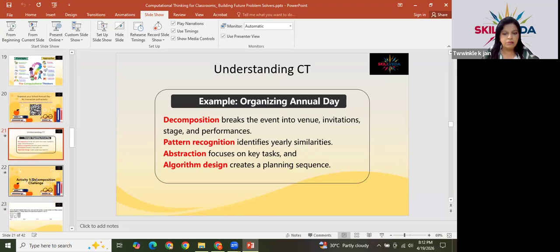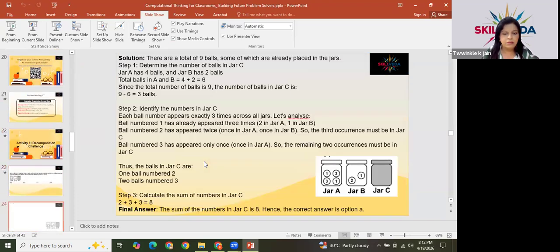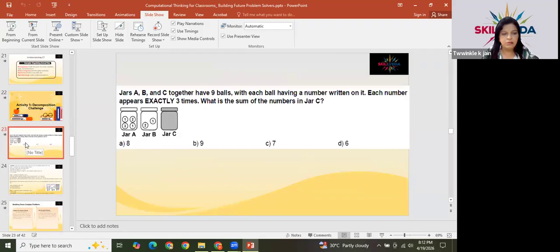Right, next, decomposition challenge. So here is an activity for you. Come on, quickly go through this and find out the solution. And I may be calling out any one of the persons to explain also. Maths teachers can do it very easily. Anyone can do it. Why only maths teachers? All are brilliant brains.